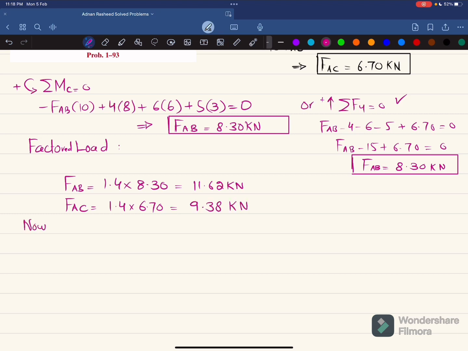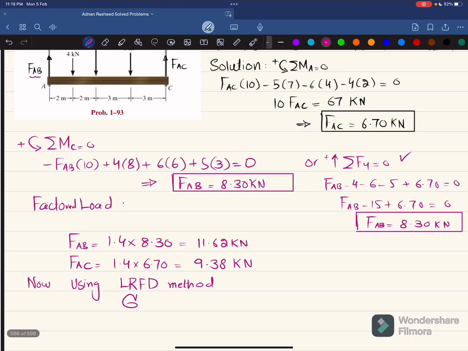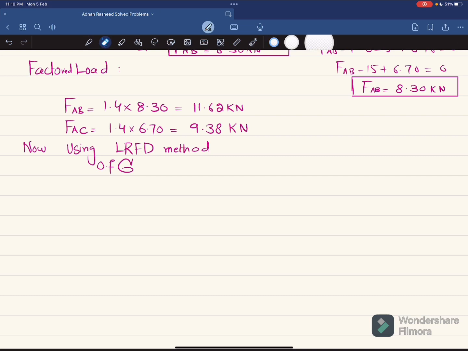Now using the LRFD, load and resistance factor design method. Clear? By using this, we know that this factor, phi, which is given as 0.9. So 0.9 into failure, for rod AB, 0.9 into failure will be equal to FAB because this is in tension. This is the given resistance factor for steel in tension, 0.9. So this will be equal to area of AB.